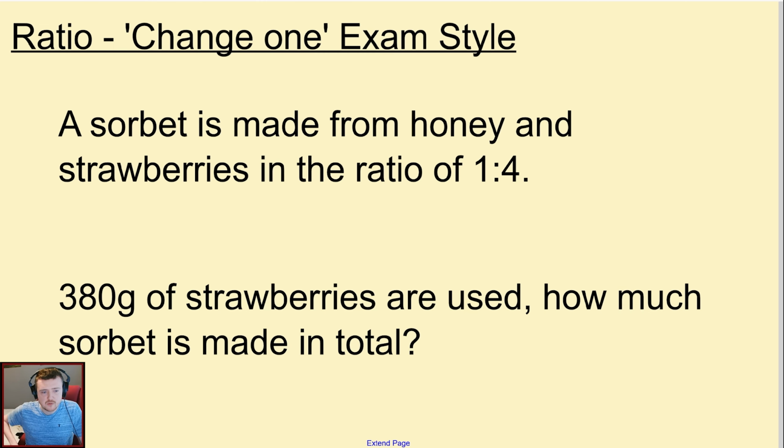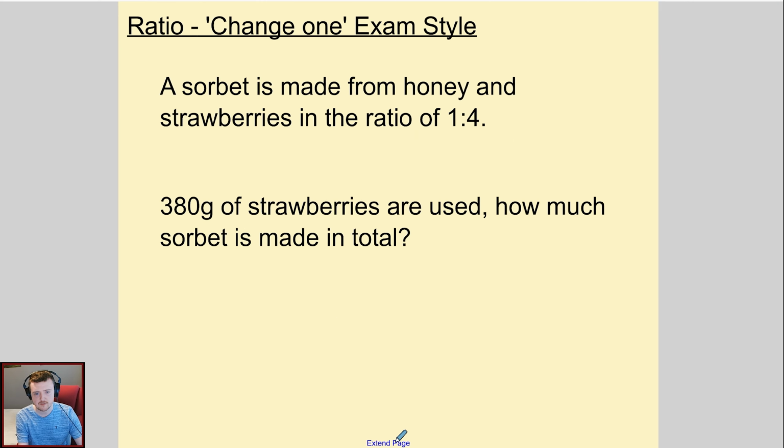Okay, so as always, the first thing I'm going to do is I'm going to rewrite my ratio out as they've told me it. So I'm going to capitalize it, you don't have to. Honey and strawberries. And they say it's honey is 1 and strawberries is 4. Okay. Then we identify, well, what bits changed? Is it a total we're sharing out? Is it something else? No, the strawberries have changed. It used to be 4 and now it's 380. So it's okay, that's 4, now it's 380. And I say, okay, how do I get from this to this?